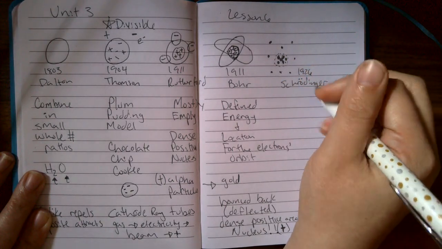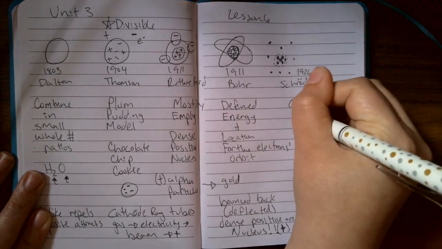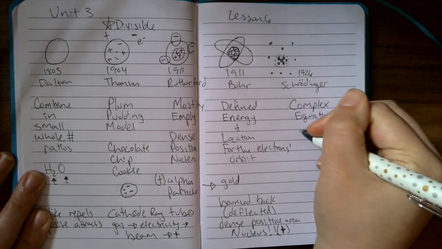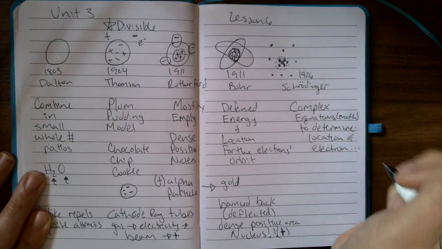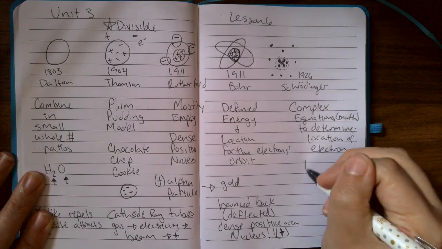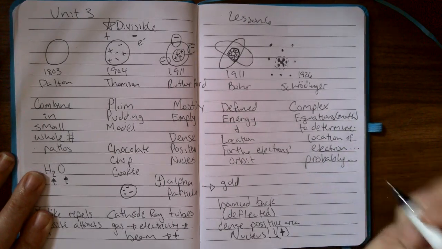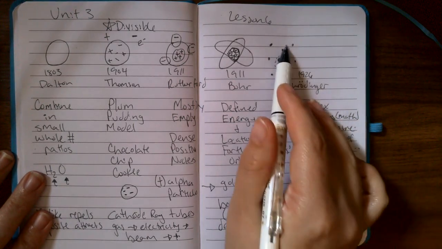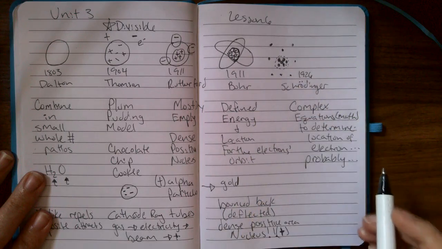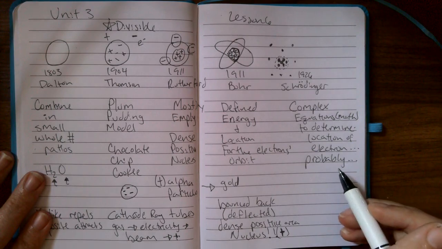And so Schrodinger, he came up with a lot of complex equations to determine the location and speed. But we can only really give a probability. So we can give a percent chance of where the electron would be at a given time. Because we can't see it, we can't know exactly where it is.